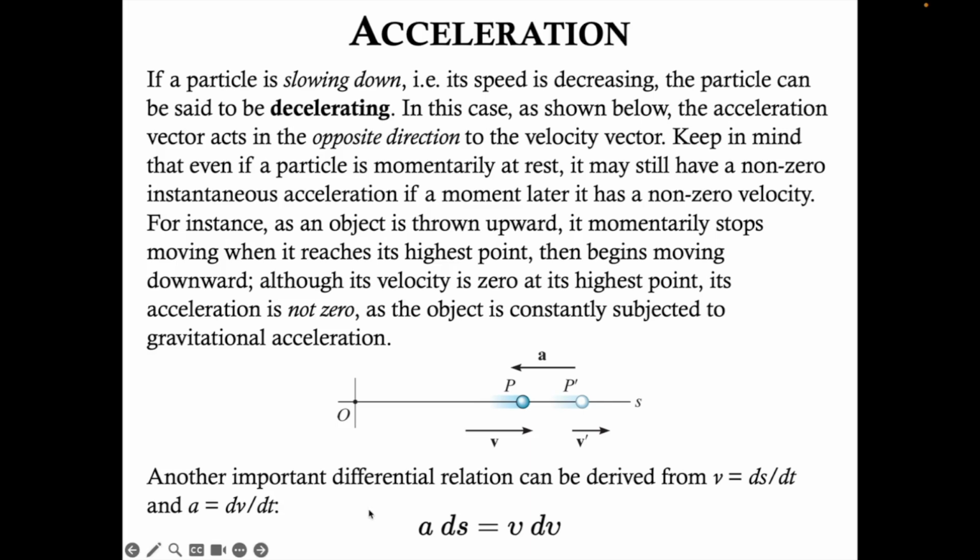Another important differential relation that can be derived from those two previous kinematic equations, which are v equals ds by dt and a equals dv by dt, is this one here: a ds equals v dv. Notice that there's no variable here that involves time. This equation can be useful in some problems.